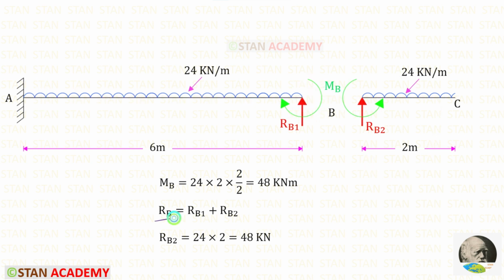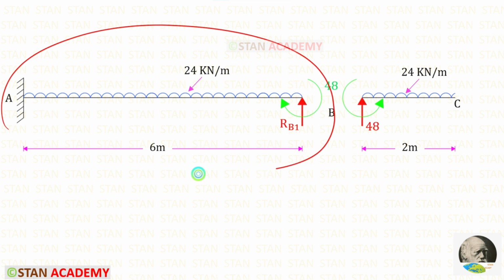To find RB, we have to add RB1 and RB2. We can easily find RB2 when we multiply the load 24 with the distance 2. We will get RB2 as 48 kilonewton. Now let us take only this part and find RB1.